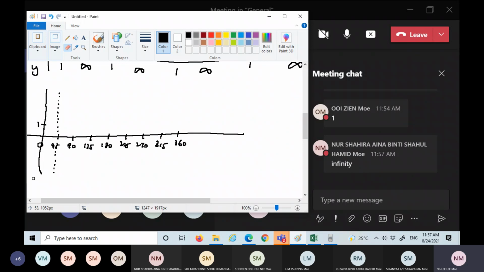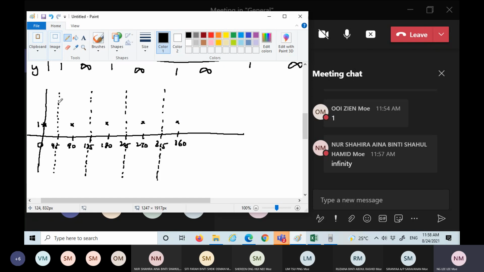Okay, this part not very nice. Okay, so 45 and then 135. Draw the dotted line, the asymptote. Then 225, draw the asymptote. Then 315 here. Draw the asymptote. Then the rest plot the point when 0 is 1. Okay, when 90 is also 1, 180 also 1, 270 also 1, 360 also 1.